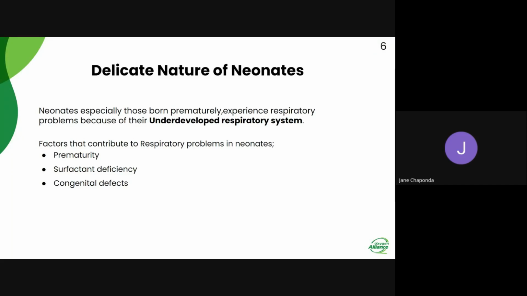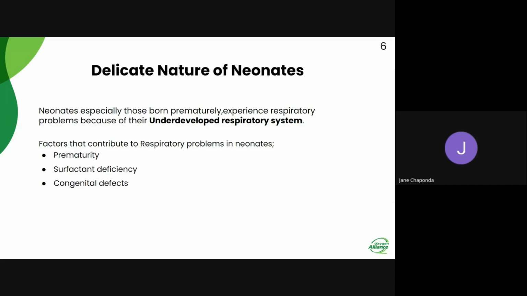Another factor contributing to these respiratory problems in neonates is surfactant deficiency. This is when the lungs do not produce enough surfactant, or the surfactant that is being produced is not effective. Surfactant deficiency can cause respiratory distress syndrome, a condition where the lungs are stiff and cannot expand properly, leading to low oxygen levels in the blood.